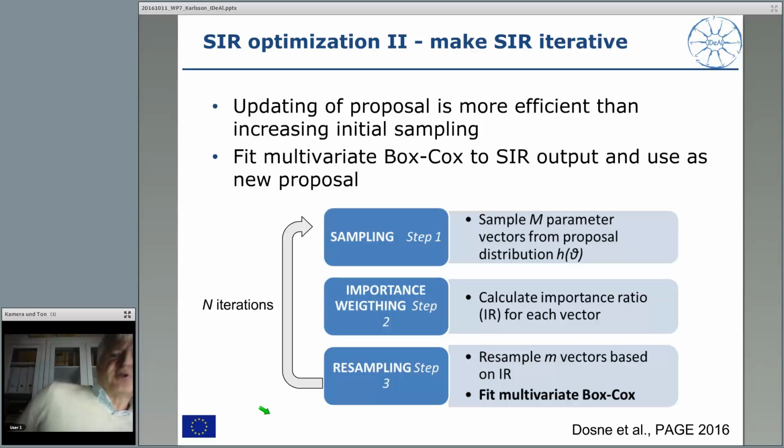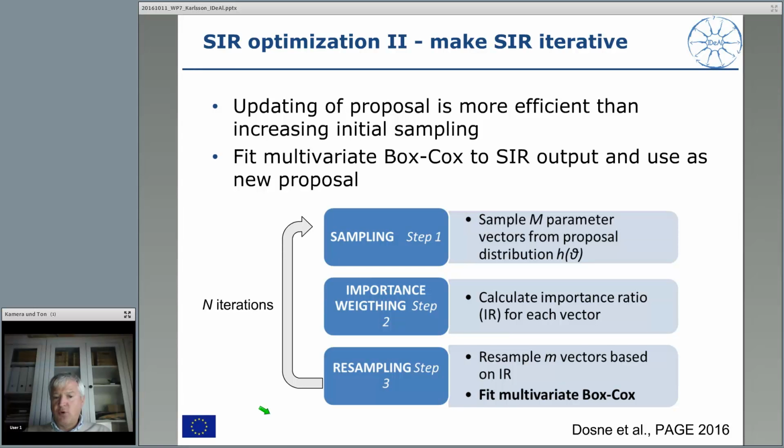So instead of using a very large number for the initial sample, we found that it's more efficient to iterate around the SIR procedure. So sample a relatively small number of parameter vectors, and this sample size is denoted capital M. Do importance weighting and resample based on this. Then fit a new multivariate distribution, and we use a Box-Cox distribution to fit this resampled set of parameter vectors. Arriving at the new proposal, we sample from that proposal, and then we do the procedure all over again.